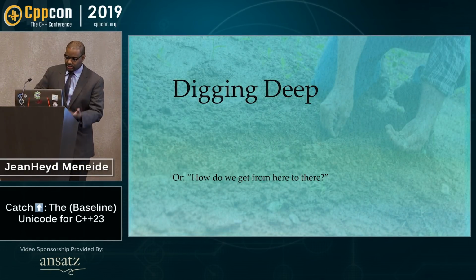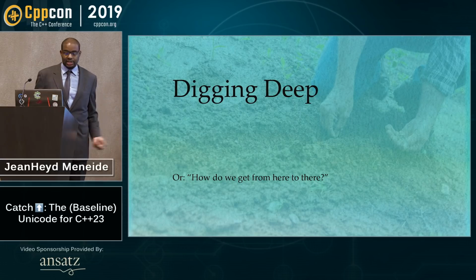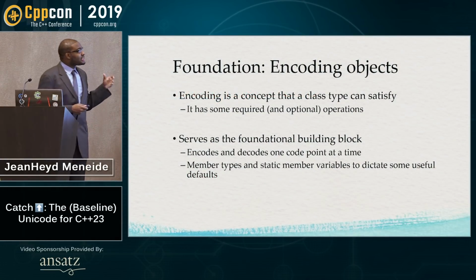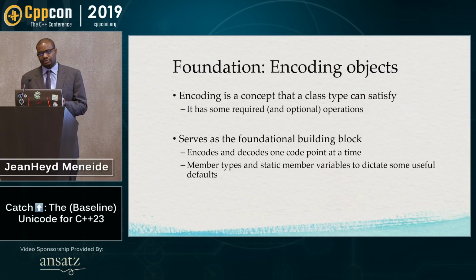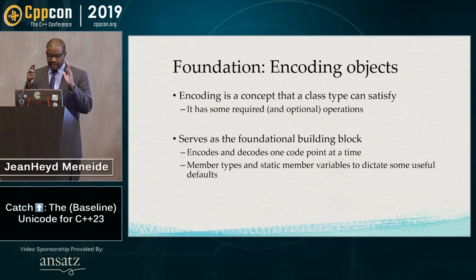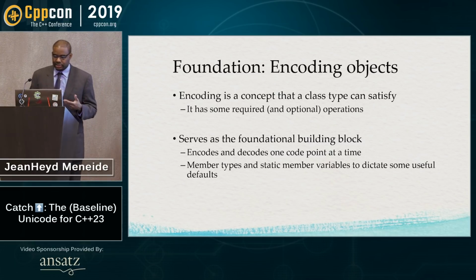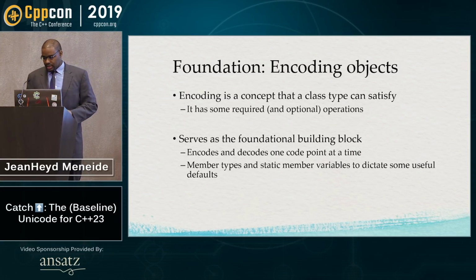So we're going to start digging a little deeper into the API, right? Into the thing that I've been working on that I'm going to be proposing eventually for C++ standardization. Obviously, at the foundation are these encoding objects, right? And you saw them before. You saw UTF-8, UTF-16, UTF-32. You saw ASCII, narrow execution, wide execution. There's a bunch of stuff that are basically encoding objects. And what these objects are is they serve as this foundational building block.